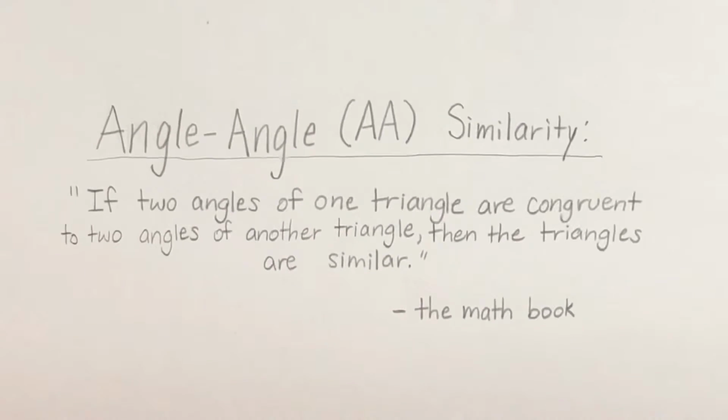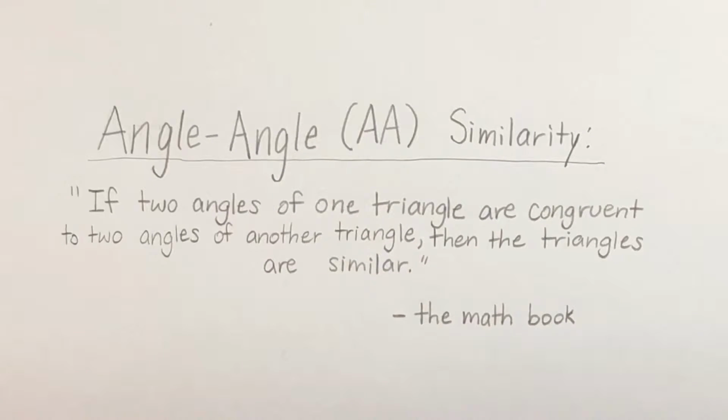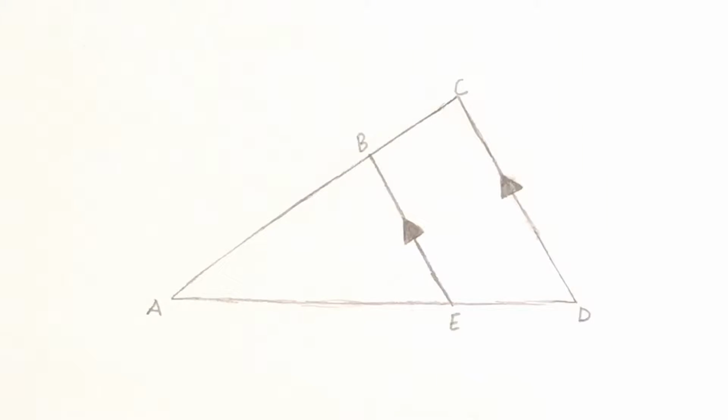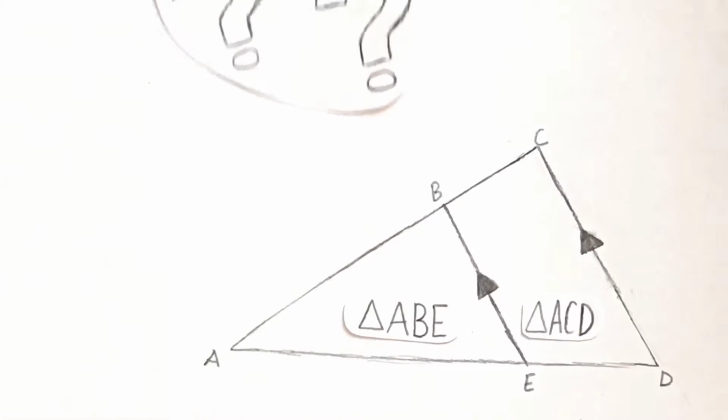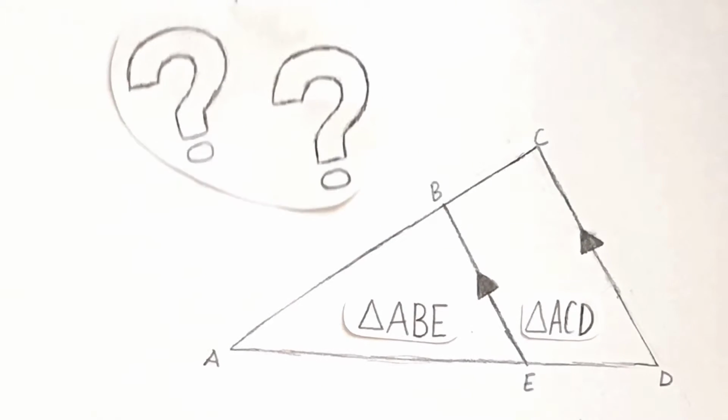So the angle-angle, abbreviated AA, similarity postulate states that if two angles of one triangle are congruent to two angles of another triangle, then the triangles are similar. Example time. We have two triangles here, triangles ABE and ACD. Now, are they similar? Let's find out.